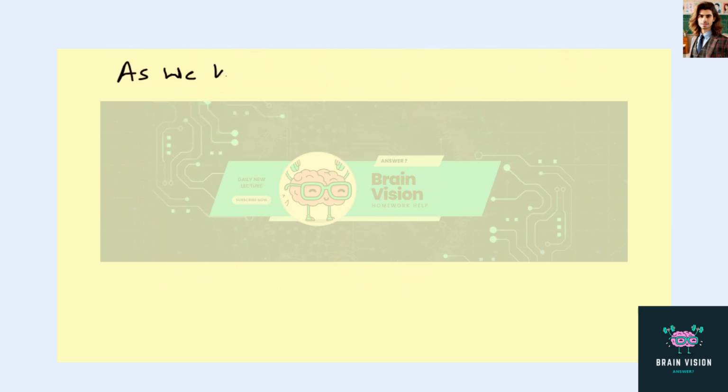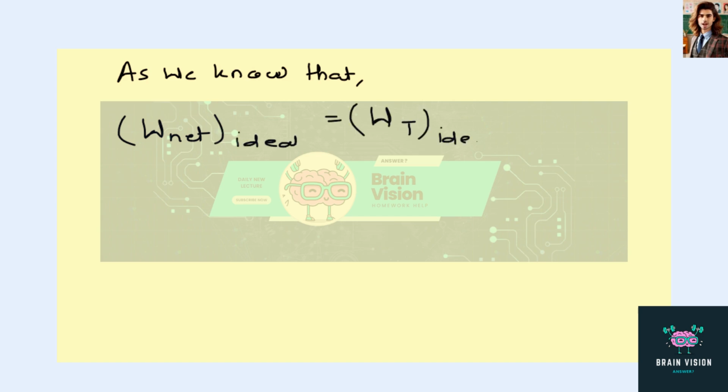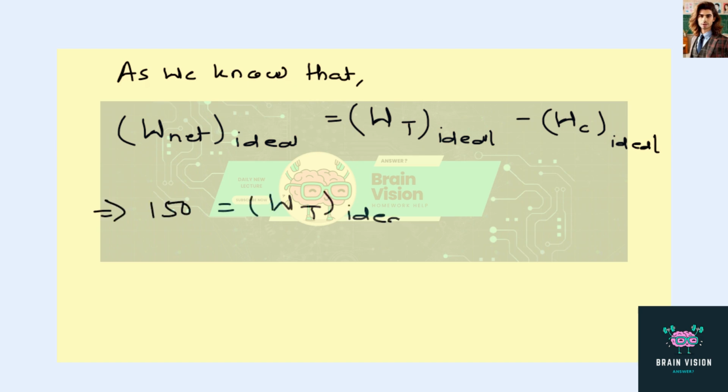Now going forward, as we know that W net ideal is equal to WT ideal minus WC ideal. This is the general formula. So putting the value of W net ideal here and just writing this equation like this, I am writing here. Let it be equation number 1.